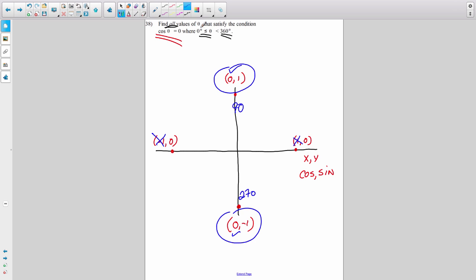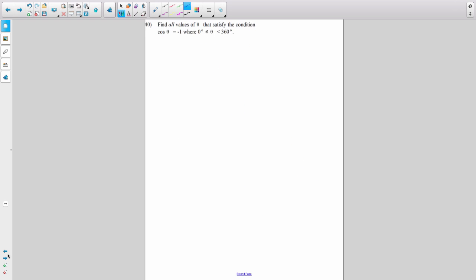So that's why they were very specific, because they wanted you to just pick two angles. They didn't want you to pick something in the thousands or in the negative millions. Just wanted to stay between 0 and 360. So in this case, my solution is going to be 90 degrees and 270. Those are the two angles that satisfy this condition, where the cosine is 0. Number 40.